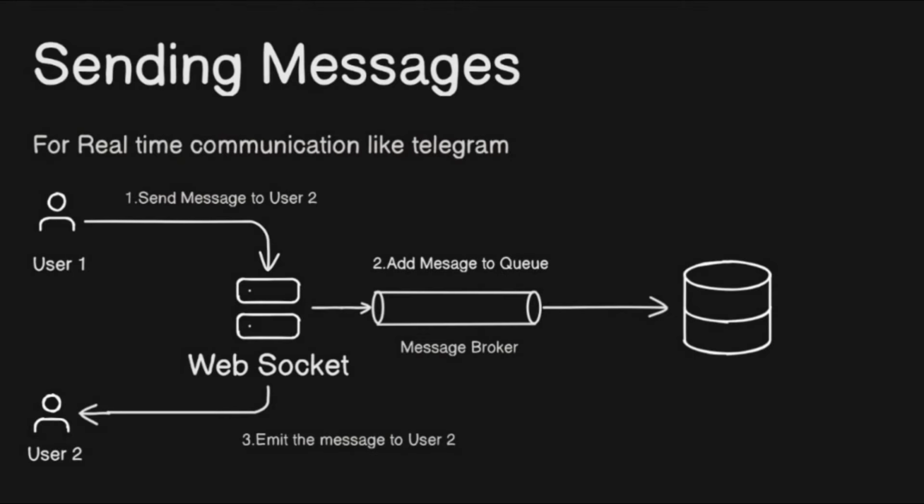Now let's explore how message sending would work in 3 different types of applications like Telegram, Zoom, and some business application with the primary focus on persistence and reliability. In Telegram, messages are sent in real time and stored for future reference. When user 1 sends a message to user 2, it's first added to the message queue and delivered via WebSocket. Consumers would process the message from the message queue and save it to the database for the persistence.